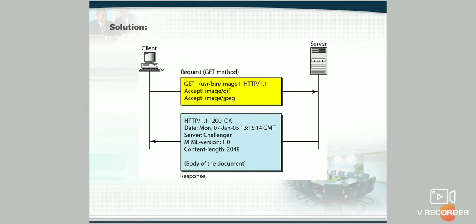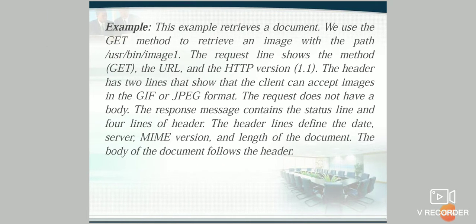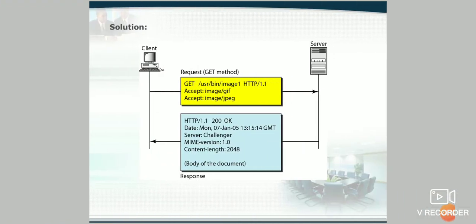Now in this case, request type is the GET. Next we have to define the URL. So the URL is /user/bin/image1. We have to define this URL in the request message format. Next we have to define the HTTP version, and the HTTP version is HTTP/1.1. Now next we have to define the header.